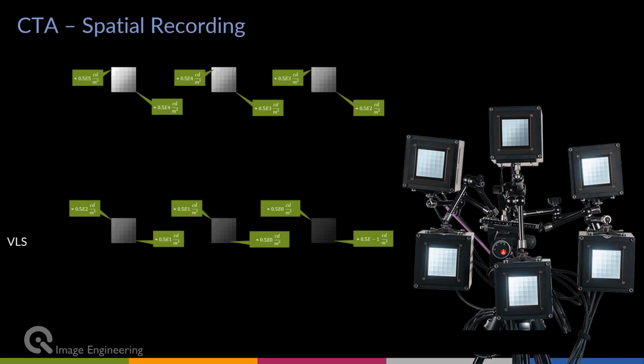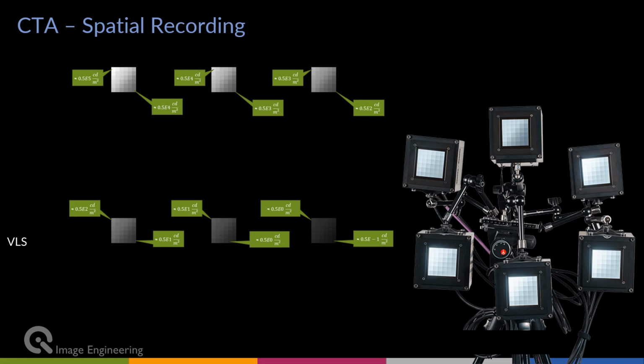So how do we measure that? The standard defines 2 different recording methods. One is called spatial recording. For that we use the VLS, the versatile light system. With that system, you can create 6 light sources that have a certain target. Each target has 36 patches. So that means that you have 216 luminances in the scene.